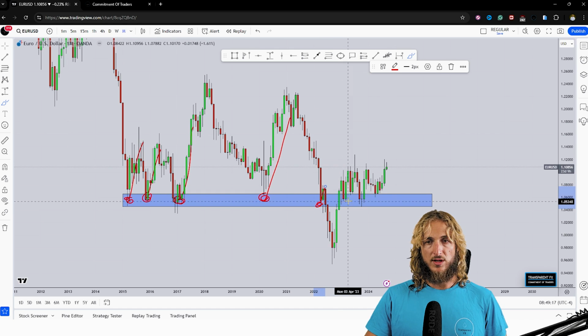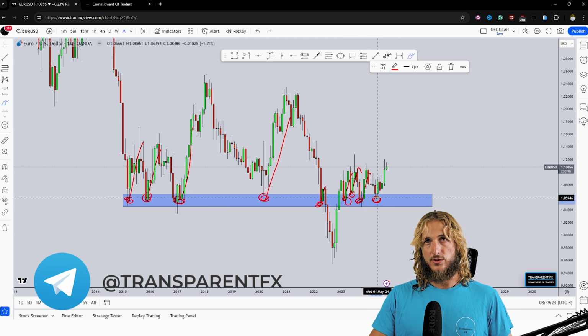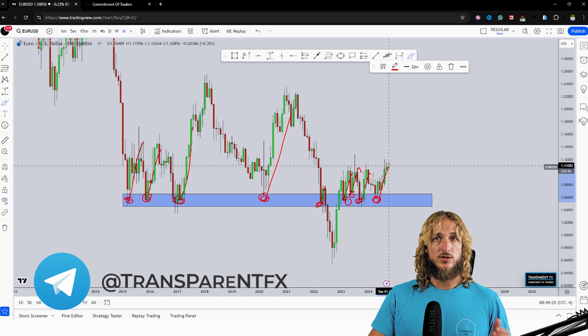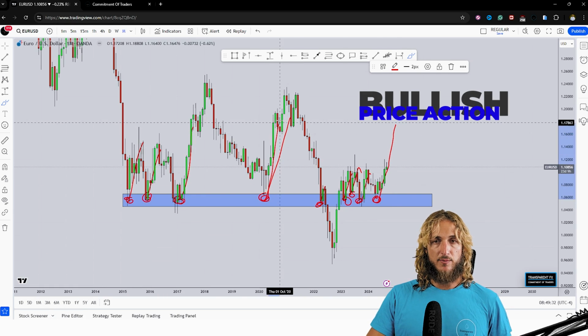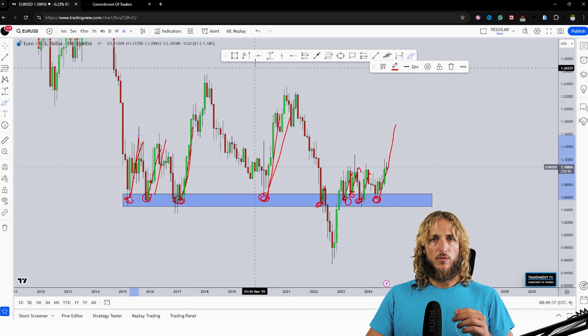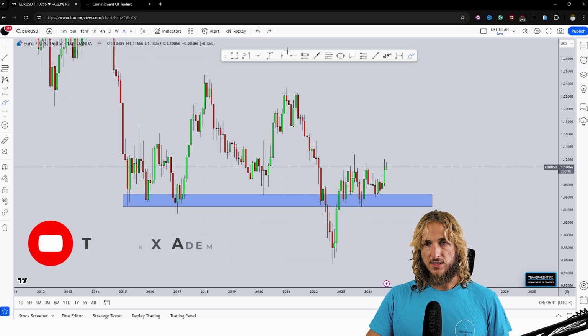This was the only break below. Again here, tested and rejected, again here, and right now we can see how we just had yet another test of this zone, and the market is currently in the process of rejecting it to the upside. So there is the possibility of seeing more continuation to the upside, as already happened in the past when the market was testing this exact same zone. So let's keep this in mind and drop down on the most recent price action.